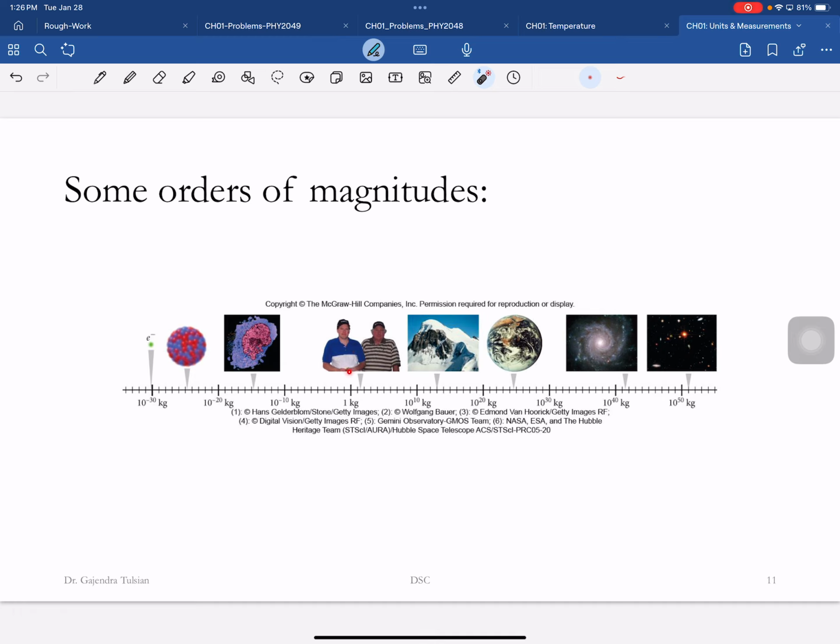So here's the range of stuff we have studied. The mass of an electron is 10 to the minus 30 kgs, and the mass of a galaxy is roughly 10 to the 42 kgs. The mass of the universe is about 10 to the 51 kgs, and so on. So I'll point out an interesting thing in this picture. The mass of a proton is roughly 10 to the minus 27 kgs.